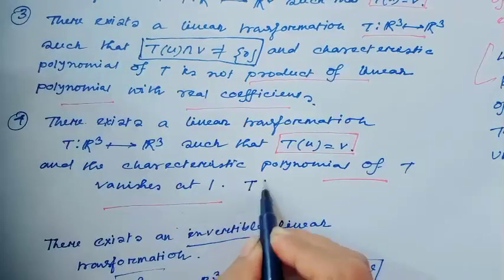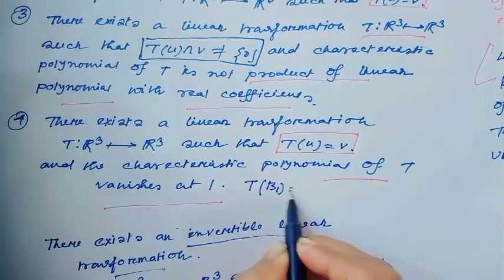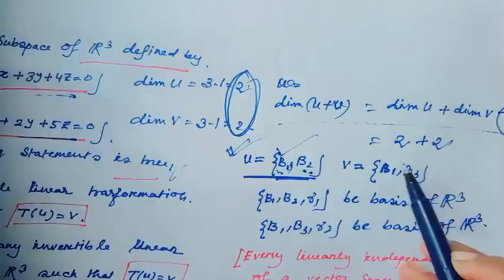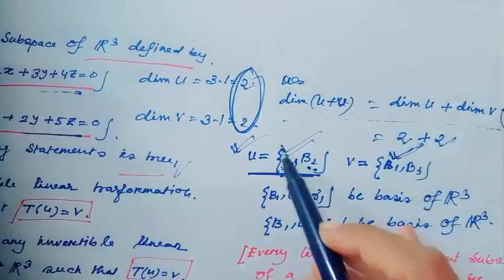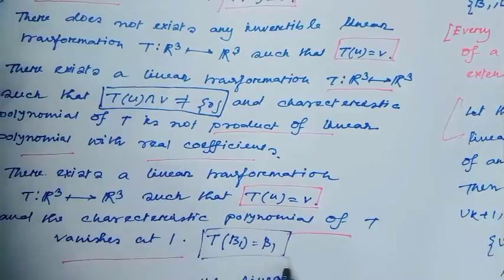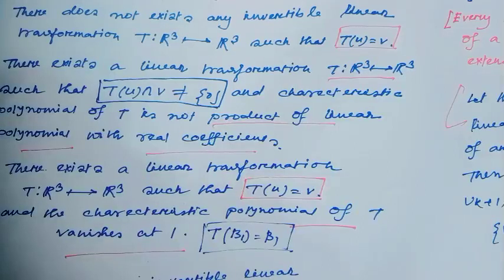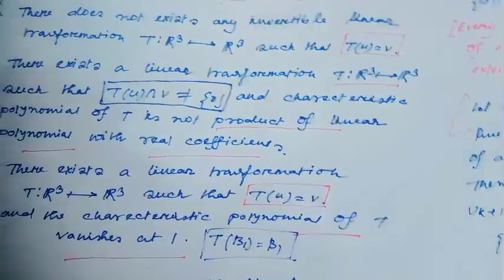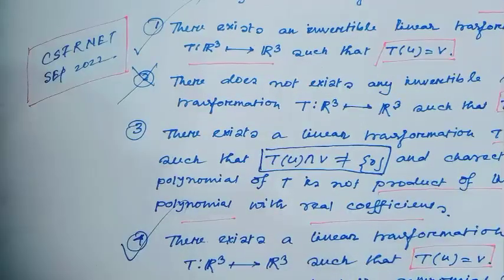and this type of linear transformation would be such that T of beta 1 equal to beta 1. Because for subspaces U and V, beta 1 is always a common basis vector. So when there exists a linear transformation T from R cube to R cube such that T of beta 1 equal to beta 1, then we can tell the characteristic polynomial of T vanishes at the point 1. So option 4 is the right option. I hope all my viewers have understood this type of question easily. This is a basic but very conceptual question.